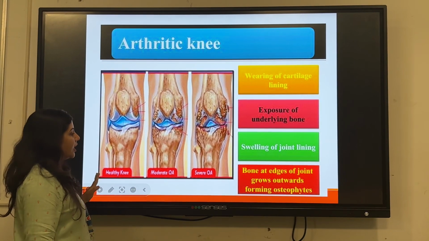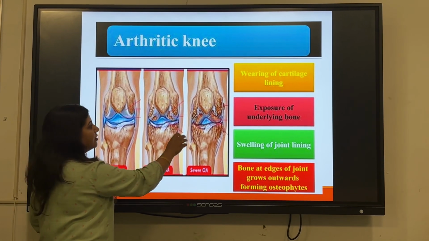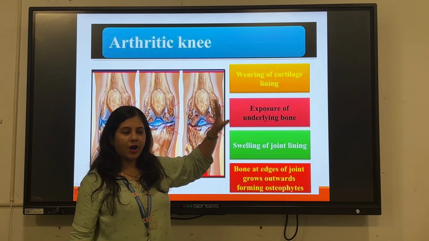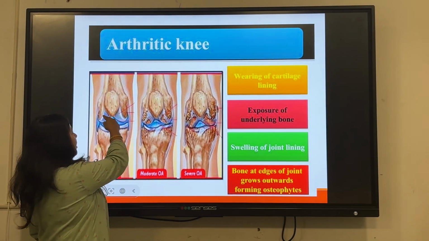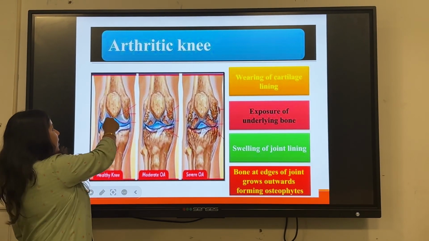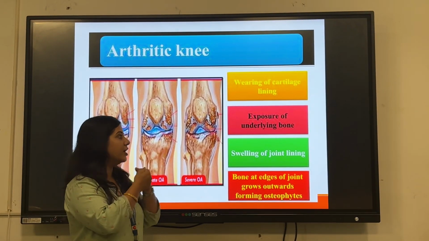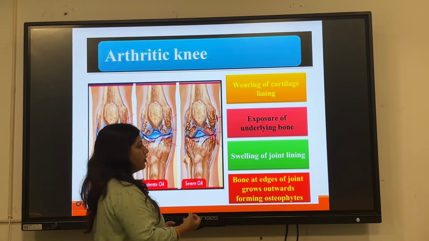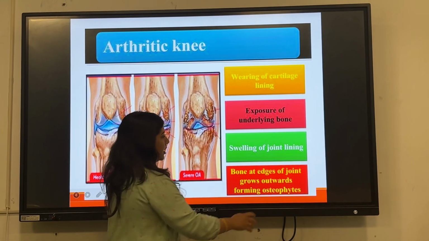So in the arthritic knee, you can see this is healthy, this is moderate, and this is severely damaged. What happens is wearing of cartilage and exposure of the underlying bone. These cartilages are very important, and when there is wear and tear of these cartilages, the bones get exposed and touch each other, and as a result it causes swelling and osteophyte formation, swelling of the joint lining and bones at the edge.